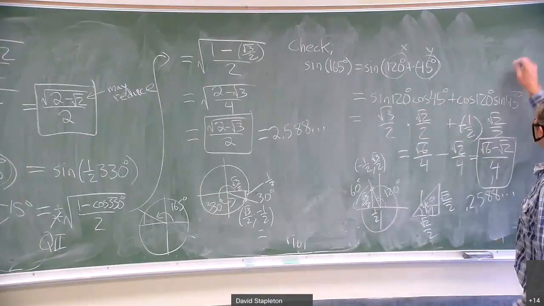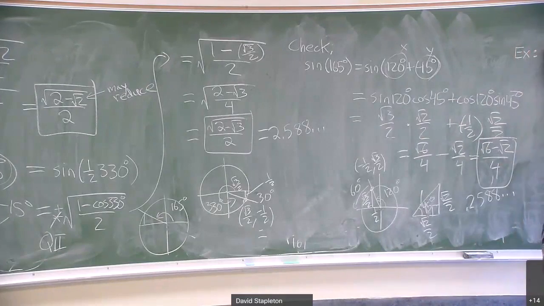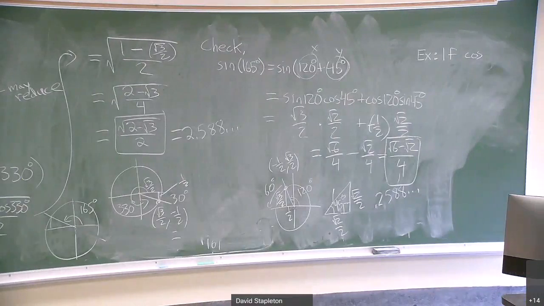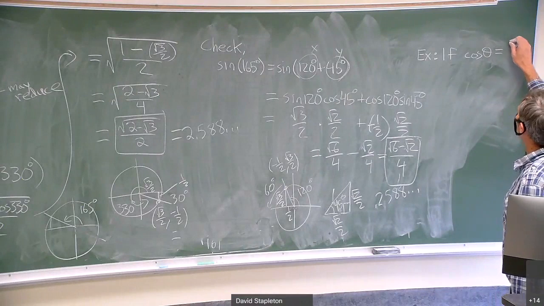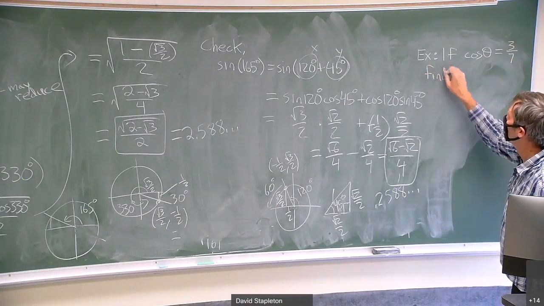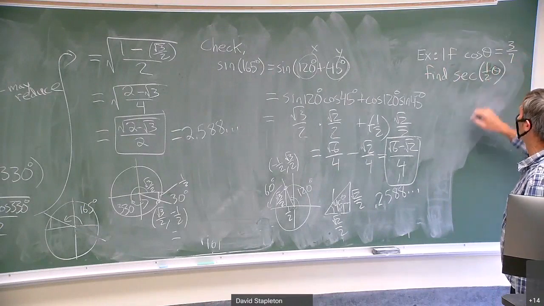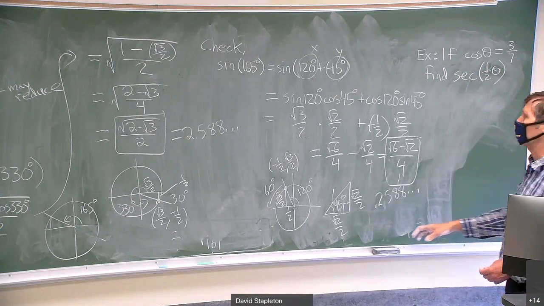Well, one last comment on here. Suppose I said, I have to do a quick one here. If cosine of theta is 3/7, what is secant of 1/2 theta? Oh boy. I don't have a half angle identity for secant. What should I do on that?